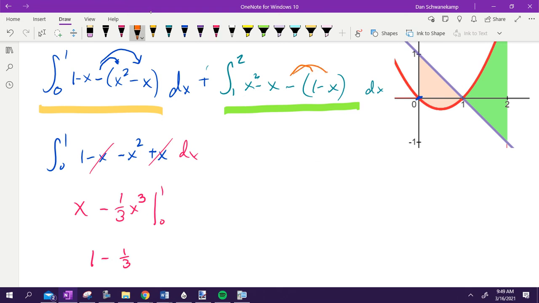Distribute the negative. So it's going to be the antiderivative from 1 to 2 of x squared. I'm going to get negative x, and this is going to become a plus x here. So those two things are going to cancel, and then it's going to be minus 1. We're finding the antiderivative. We divide by my new exponent. We add 1 to my exponent. We're evaluating that thing from 1 to 2. We plug in our bounds.